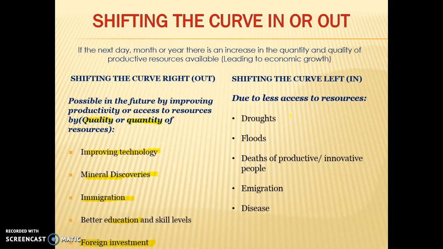What's going to cause the PPF to shift inwards? And this is a key mistake not to make. Shifting inwards is different to just working inefficiently. So if we're being slack or not using our labour resources efficiently, we're working within our PPF. If something causes us to have less access to resources, like a drought, like a flood, if people move overseas or emigrate, if people die, all of these things will cause us to have less access to resources and the PPF will shift inwards. Disease is another example.